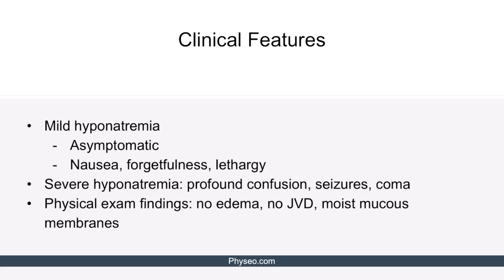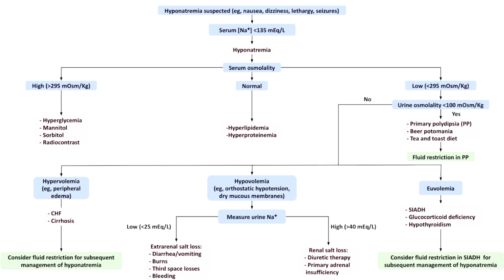All right, let's move on to the clinical features. This largely depends on the severity of hyponatremia. In mild hyponatremia, patients can be asymptomatic. However, nausea, forgetfulness, and lethargy can be found. On the other hand, severe hyponatremia can result in profound confusion, seizures, or coma. Patients are euvolemic, as we discussed earlier, so there will be no edema or jugular venous distension found on physical exam. And the mucous membranes should be moist.